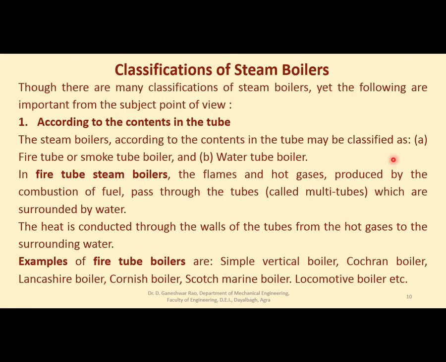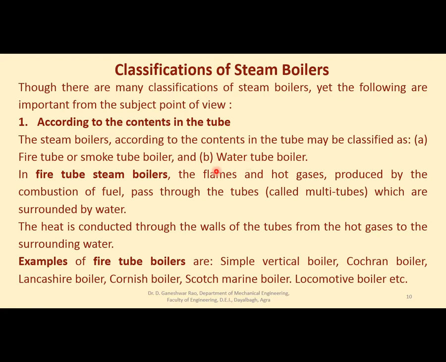Now we come to the main part, that is classification of steam boilers. So there are many classifications of steam boilers. Some are important from the subject point of view. Number one, according to the contents in the tube. Tube में क्या contents हैं? The steam boiler, according to the contents in the tube, may be classified as fire tube and water tube boilers. या तो fire tube boilers होंगे या water tube boilers होंगे.